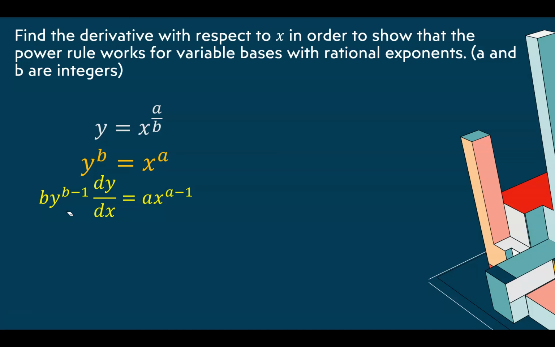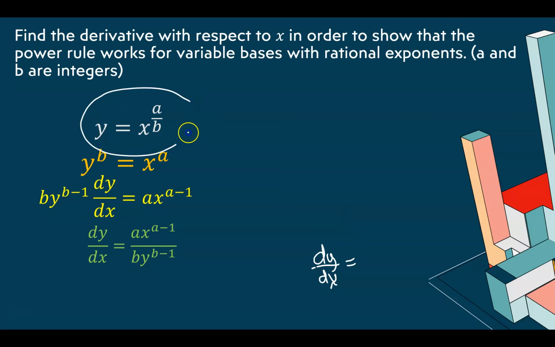And we're kind of thinking back, oh yeah, I want to keep this dy dx by itself, so we'll just divide everything by b y to the power b minus 1. And just like when we had something a little more concrete, let's think ahead. Where are we going? When we're done, we're going to have dy dx equal to a over b times x to the power a over b minus 1. Right? That's what we're trying to prove. And you can see we're at least semi-close. We have that coefficient a over b ready to go.